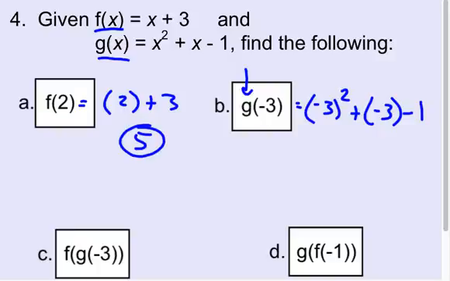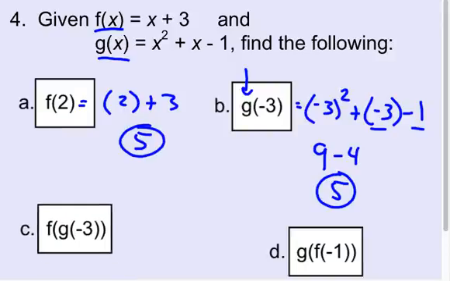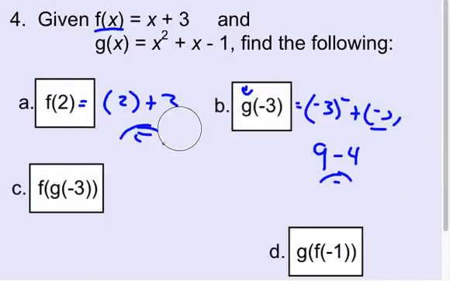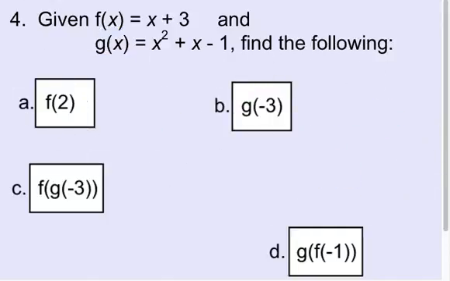Negative 3 squared, a lot of people put negative 9 for that. But negative 3 times negative 3 is positive 9. Then 9 minus 3 minus 1 is 5. So my final answer here is 5. But I think you guys will be fine with that. That's pretty easy when you're just plugging one number into a function. When we get to problems like this, it's a little bit more complicated, but it's the same thing, you're just doing it twice.